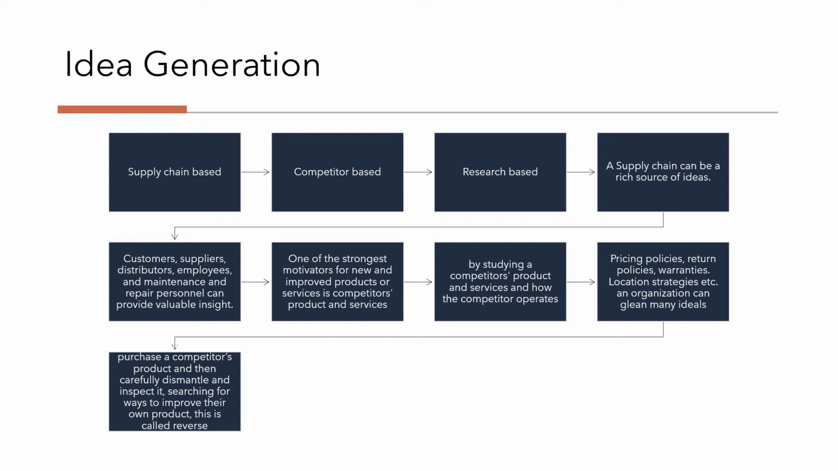A supply chain can be a rich source of ideas. Customers, suppliers, distributors, employees, and maintenance and repair personnel can provide valuable insight. One of the strongest motivators for new and improved products or services is competitors' products and services. By studying a competitor's products and services and how the competitor operates, such as pricing policies, return policies, warranties, location strategy, etc., an organization can glean many ideas. Some companies purchase a competitor's product and then carefully dismantle and inspect it, searching for ways to improve their own product. This is called reverse engineering.